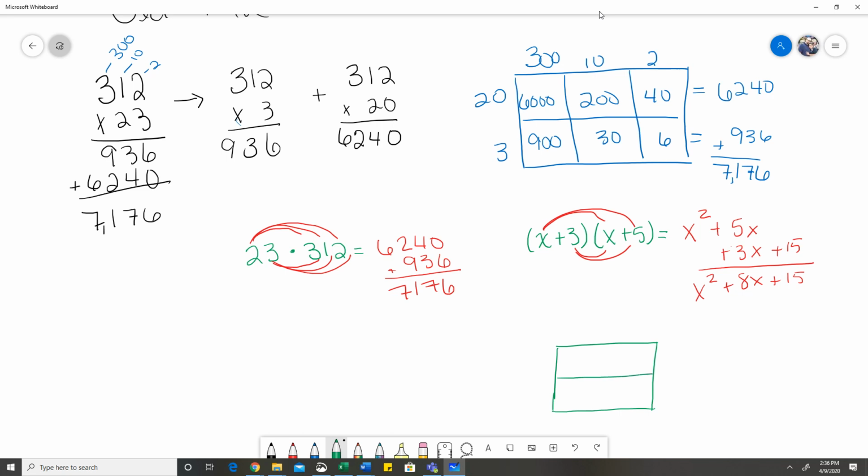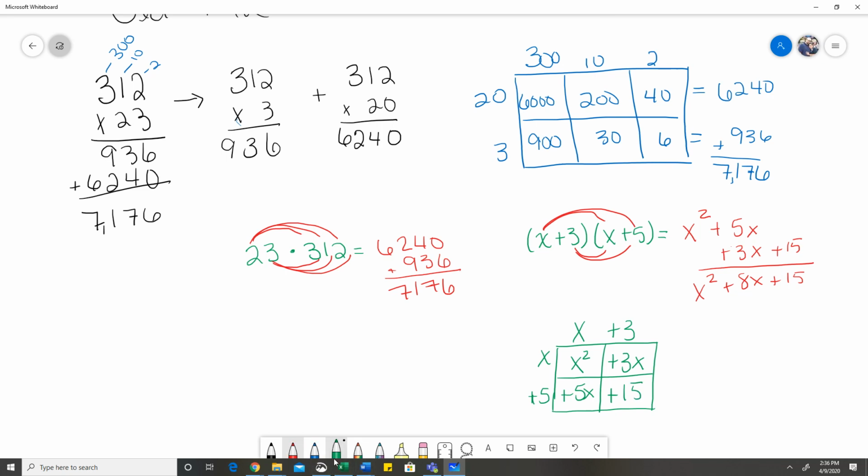We could do the box method there, and we'll put an x plus 3 on top and an x plus 5 down the side. And then my x's multiply together to give me x squared. x times a positive 3 is a plus 3x. Positive 5 times x is a plus 5x. And positive 5 times positive 3 is a plus 15.